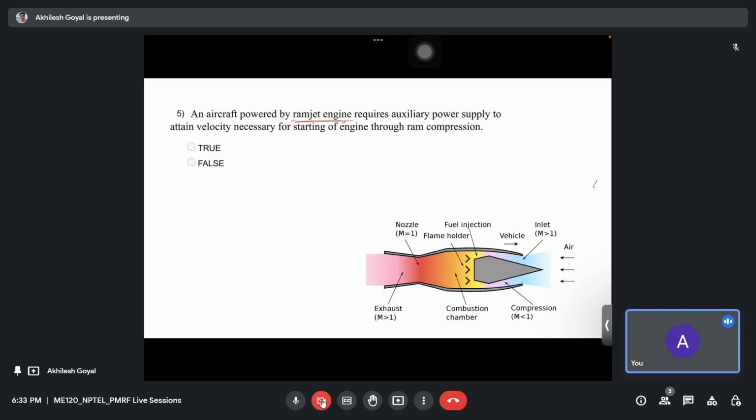Okay, so this option is correct, it is the true option. An aircraft that is powered by a ramjet engine needs an auxiliary power supply for the starting velocity, up to the velocity where the ramming effect of air can be felt. So this is the right option.